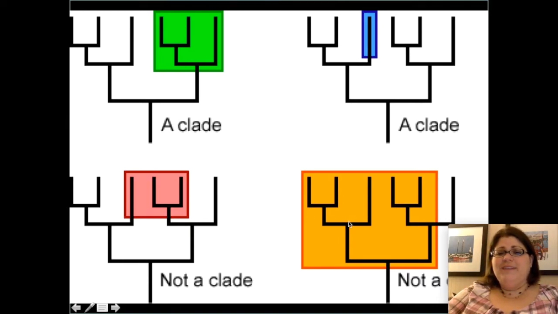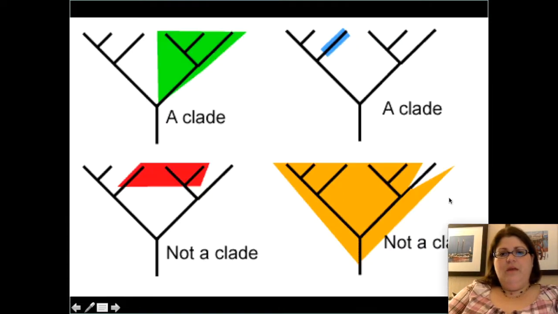And in the orange box, same thing. If we want to put this group with this group, we'd have to include all the descendants of an ancestor that's here, which means we have to include that group. This is the same exact thing, just written in triangle form. I wanted to show you that both are acceptable ways of writing a cladogram.